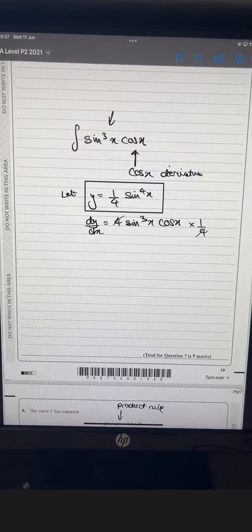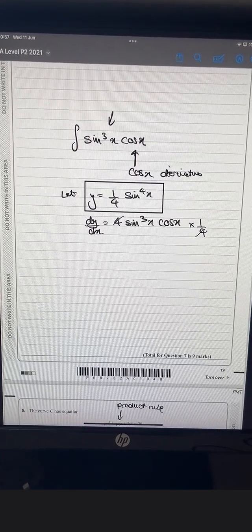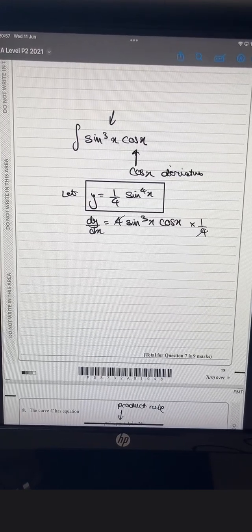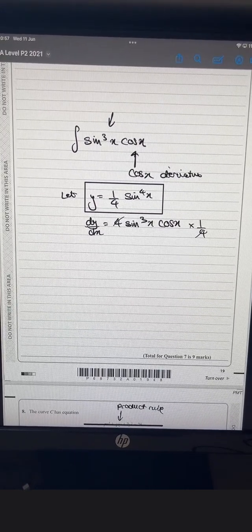So you can only do reverse chain rule if you've got a function that is being multiplied or divided by something that looks like a scaled version of its derivative. So the derivative of sine x is cos x. Yeah, reverse chain rule, exactly.